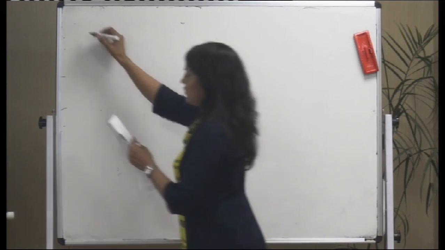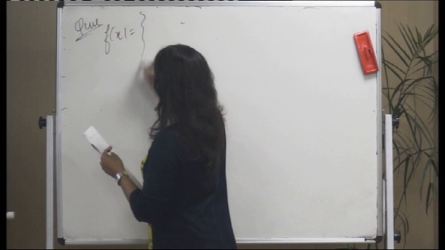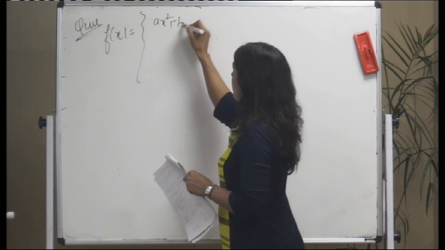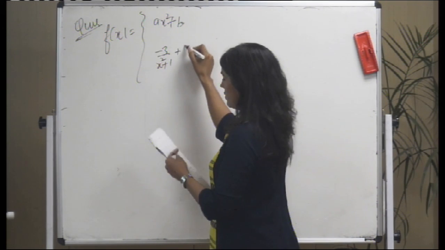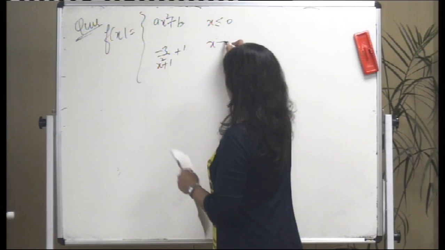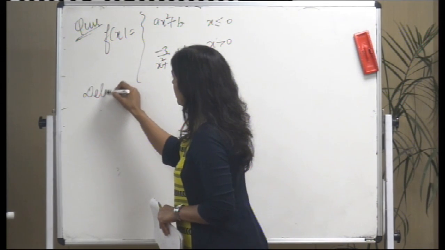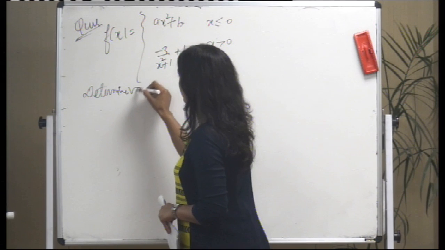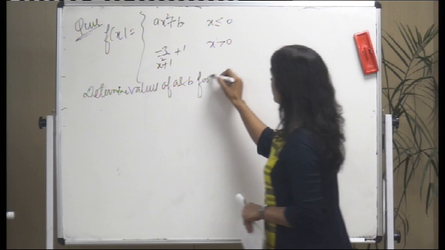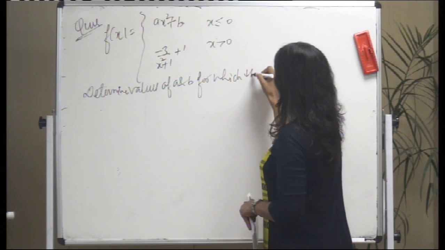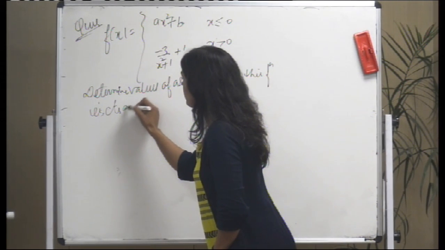Okay, now this f(x) is equal to... only continuity basically, because you people are doing... you have to determine the values of a and b for which this function is continuous at 0. Do it please.